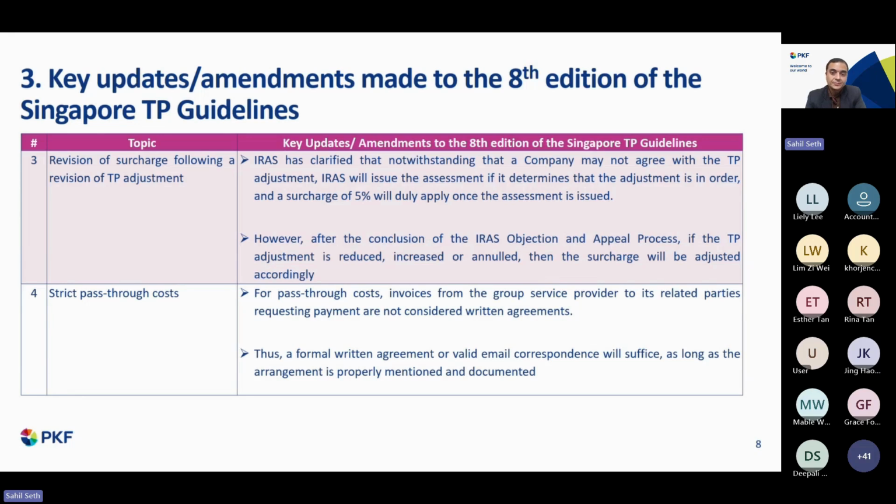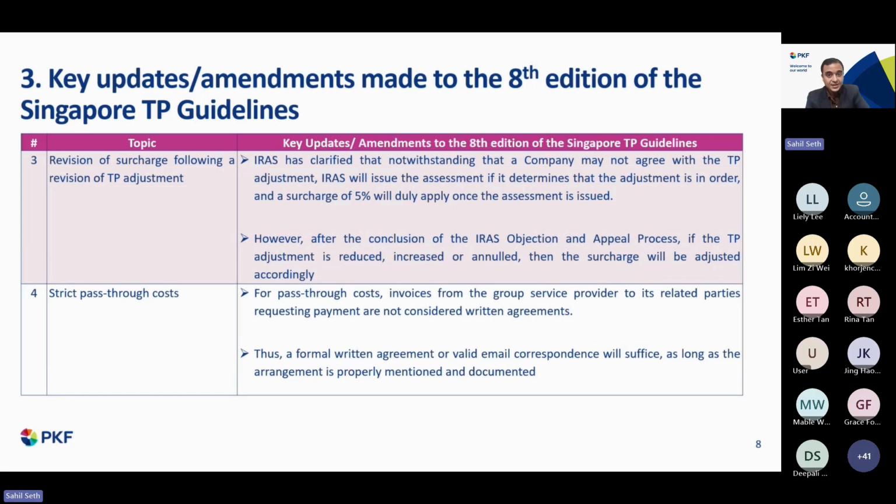So earlier for pass through costs, it was one of the arguments taken by some of the taxpayers in the past that we will just submit invoices. So invoices meaning invoices raised by the third parties and the invoices raised to the related parties to show a cost to cost transaction.